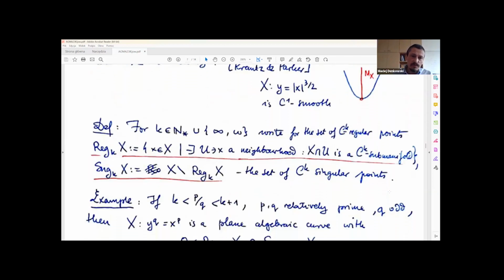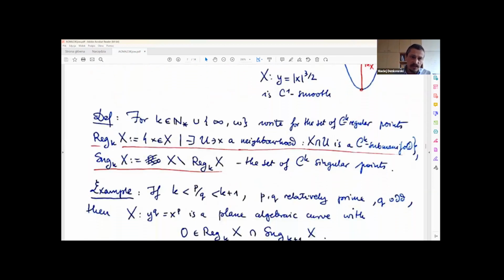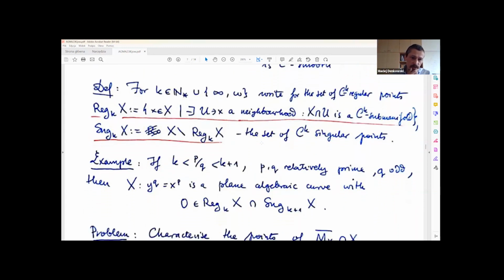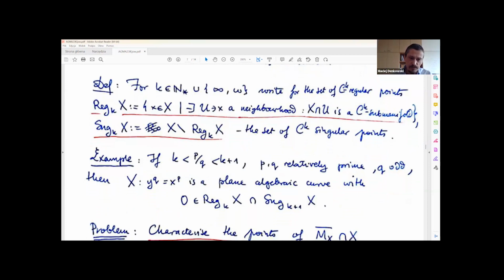So let's introduce, for a generic set X, the set of C^k regular points, by which we mean those points in the neighborhood of which X is a C^k submanifold, and the complement is what we call the set of C^k singular points. Here you have an example: you can always produce even an algebraic curve on the plane with a point that is C^k smooth but not C^(k+1) smooth.